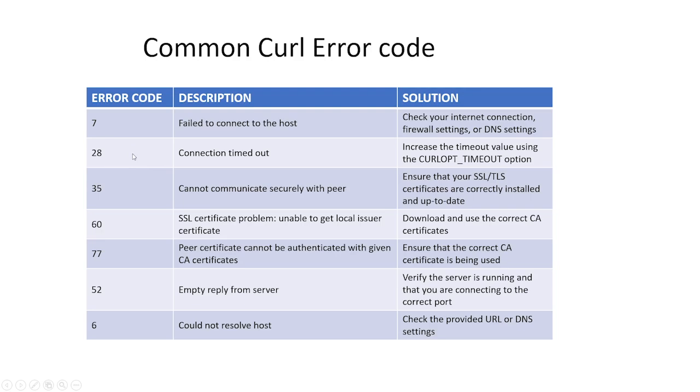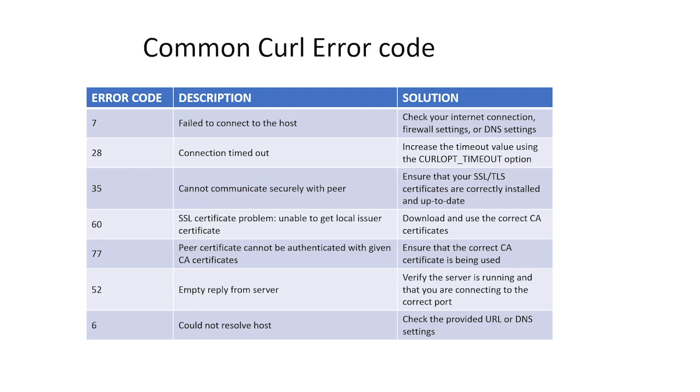So first will be error code 7. The sequence can be anything. You may encounter any one of them, or may not encounter any of those if we are running things properly. But let's look at what needs to be done if we encounter these kinds of errors.